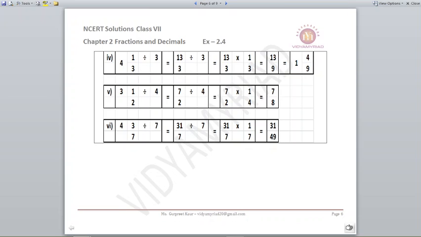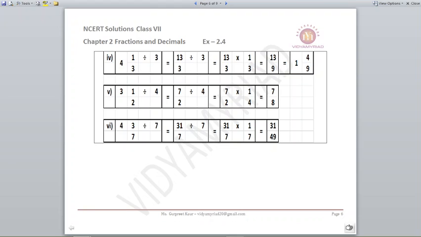Last part. 4 3 by 7 divided by 7. Now 7 4s are 28. 28 plus 3 is 31. 31 upon 7 divided by 7. It will become 31 upon 7 multiplied by 1 upon 7, which gives you 31 upon 49.